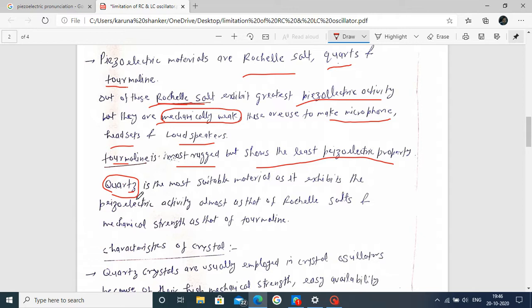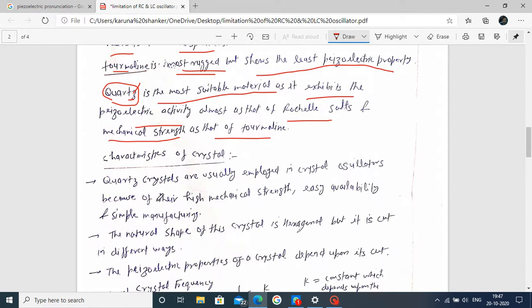One is the greatest piezoelectric property. The other is ruggedness, meaning toughness, of tourmaline. Quartz is the most suitable material, as it exhibits piezoelectric activity almost like Rochelle salt, and also exhibits mechanical strength like tourmaline. Both properties of tourmaline and Rochelle salt are present in quartz.